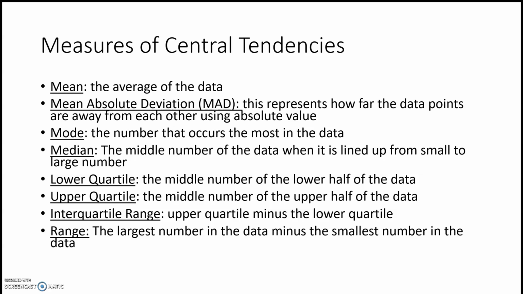Lower quartile. Once you find the middle, that gives you a lower half and an upper half. Okay, the lower half, you find the middle number of that. The upper half, you find the middle number of that. That's what the lower quartile and the upper quartile is. The interquartile range is you just subtracting those two numbers you just found. It tells you how far they are apart. The range, not the interquartile range, the range is the largest number of the entire data minus the smallest number in the data. Okay, let's get to calculating.